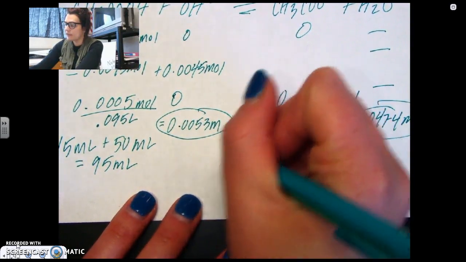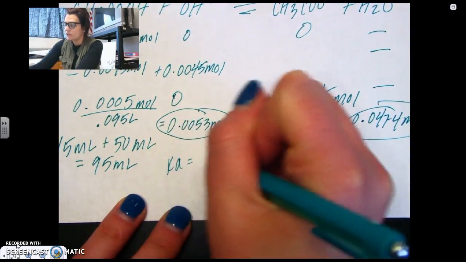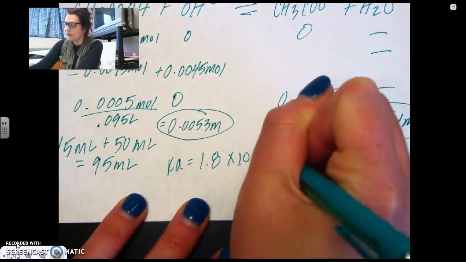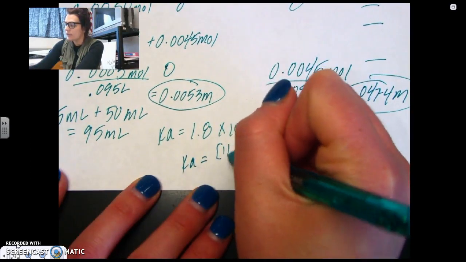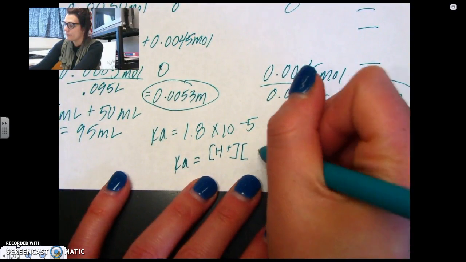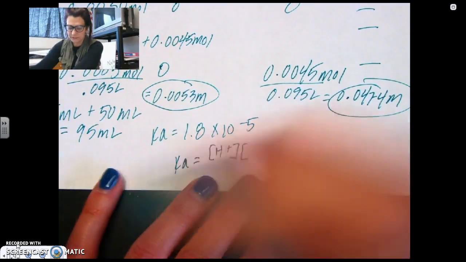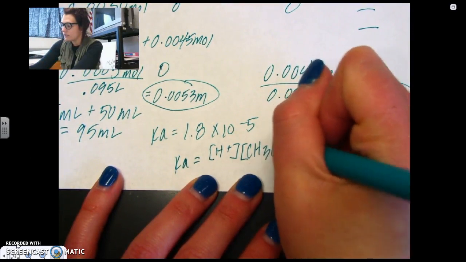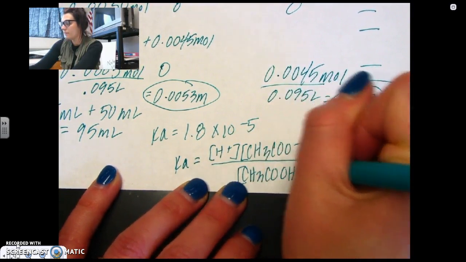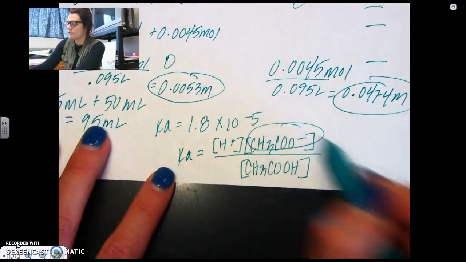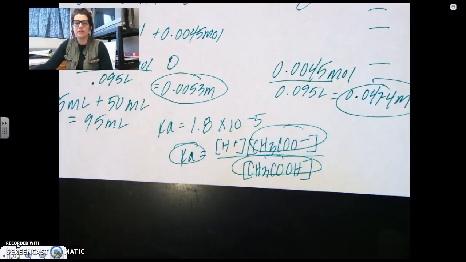Now, I know this is a lot of work, but I can use these molarities and the Ka that I was originally given. The Ka of acetic acid is equal to 1.8 times 10 to the negative 5th. Ka is equal to H+ times the conjugate base, CH3COO-, divided by the starting acid. I have this, I have this, I have this. I can solve for H+, and then I can solve for pH, and that is how you solve for the pH if you add a strong base to a weak acid.